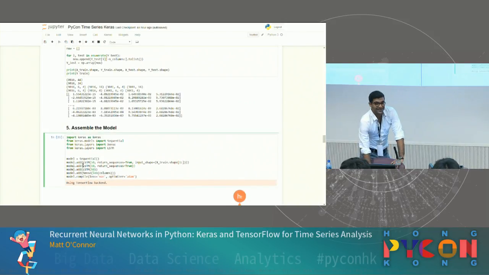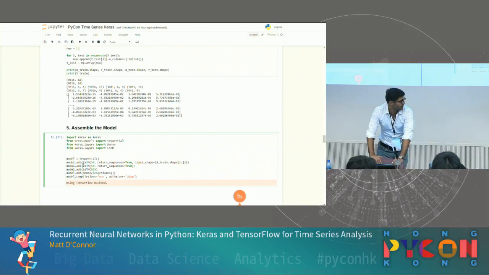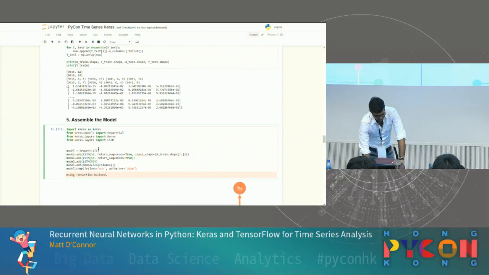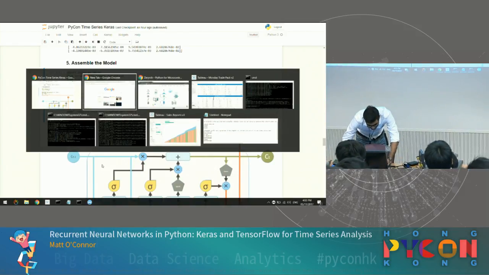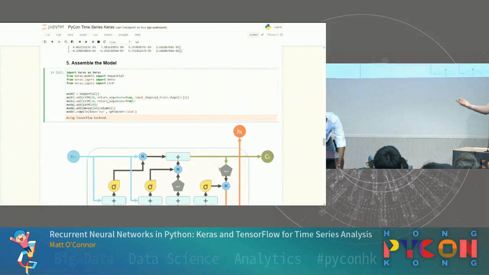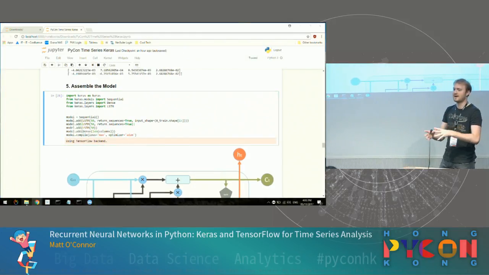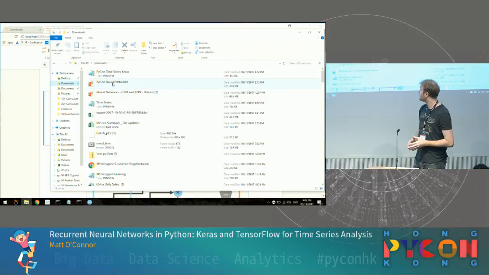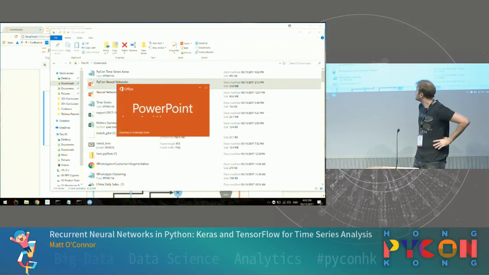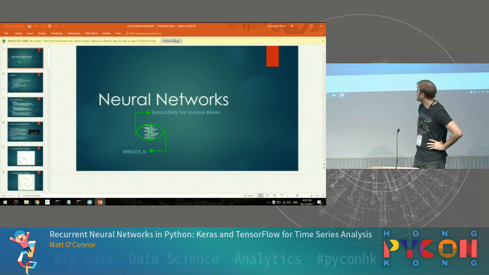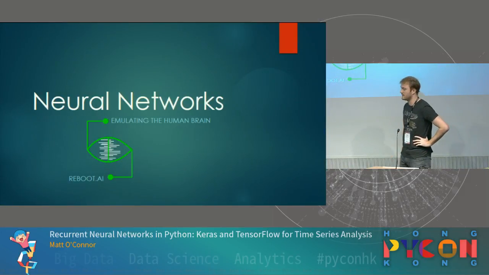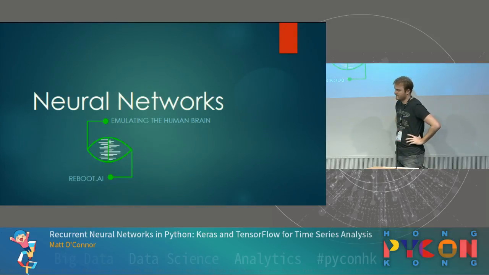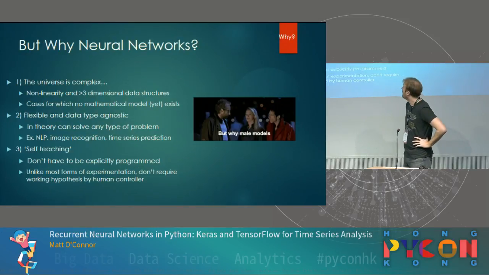All right, so now we're going to assemble the model itself. We said we were going to do a recurrent neural network, so let's do that. Should we just talk about what neural networks are first? I don't think everyone knows what a neural network is, so we'll talk about neural networks briefly and then jump back into the code and build our model. This is the deck we've done before, so we can just move through it.